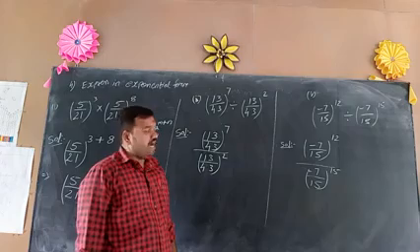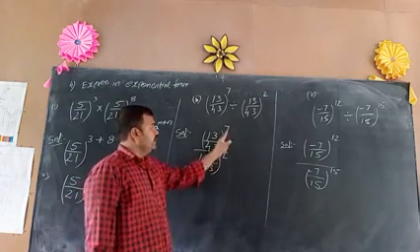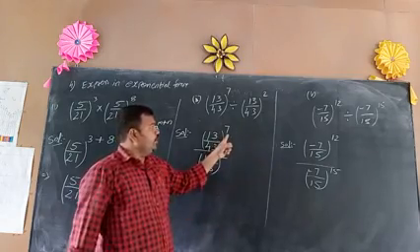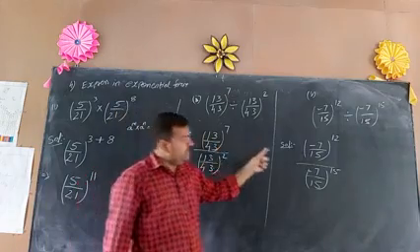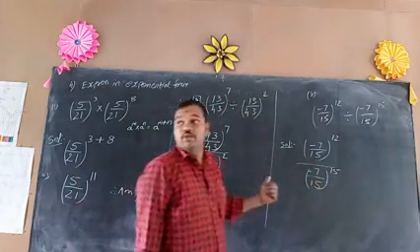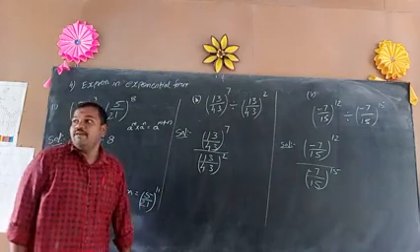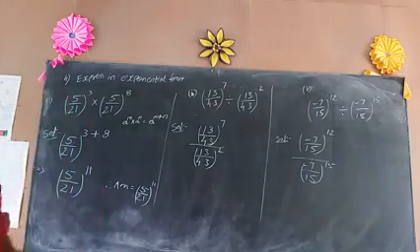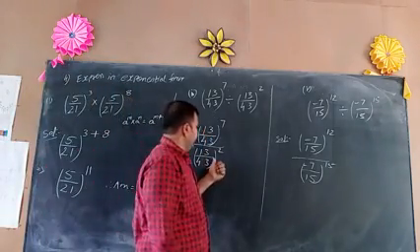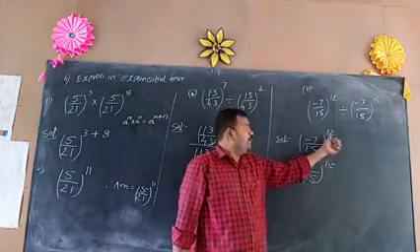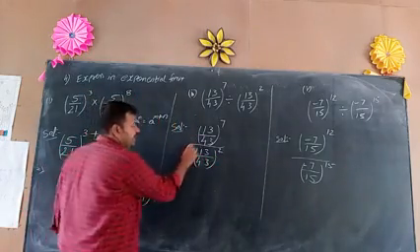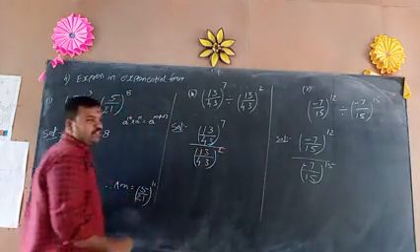Where is the highest power? Is the numerator having the highest power or is the denominator having the highest power? We have to see. In this sum, the numerator is having the highest power, 7. In this question, the denominator is having the highest power. So here, numerator is having the highest power, denominator is having the least power. In this question, numerator is having the least power, denominator is having the highest power. So quotient law means under division, powers we have to subtract.